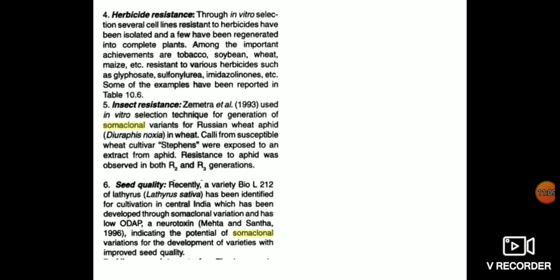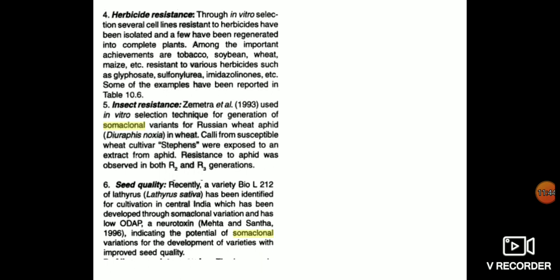Next application is herbicide resistance. Nowadays people are using a number of herbicides in the field, such as phosphinothricin, glyphosate, sulfonylurea, and different types of herbicides. In order to overcome that, we need to create herbicide resistant plants. In vitro selection has isolated several cell lines resistant to herbicides, and examples include tobacco, soybean, wheat, maize, etc., which resist herbicides such as sulfonylurea, glyphosate, etc.